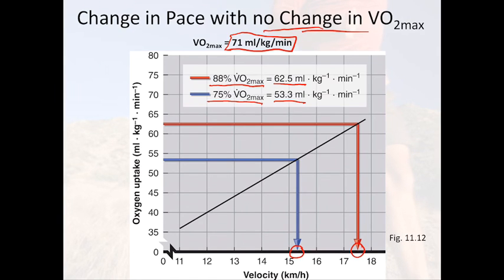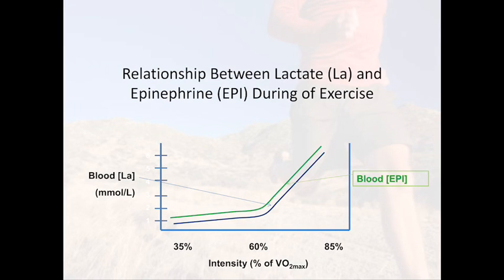And this is a very important factor for improving endurance performance with training, with no change in VO2 max. So again, this is all also related to epinephrine levels, right? Because the more epinephrine we're releasing, the more we're using that glycolytic system.